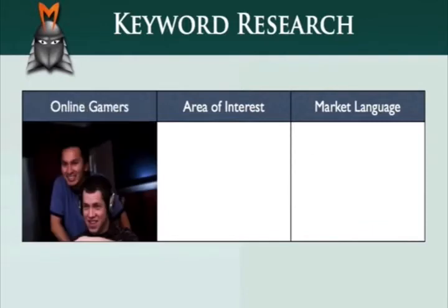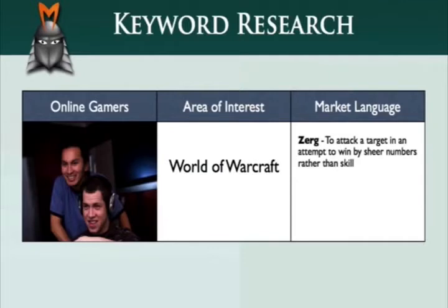The next example we'll look at is the online gaming market, which is made up of people who enjoy playing computer games with others over the internet. For example, their area of interest might be playing World of Warcraft, which is a popular multiplayer game. And some examples of the language that is specific to this market include Azurgrush, AOE, and Squishy.